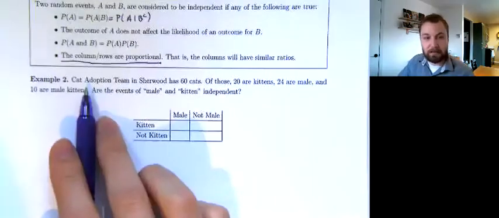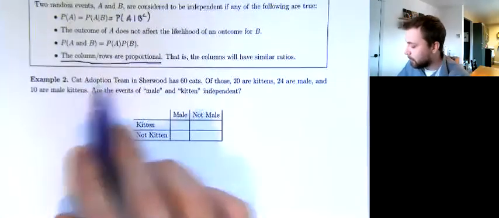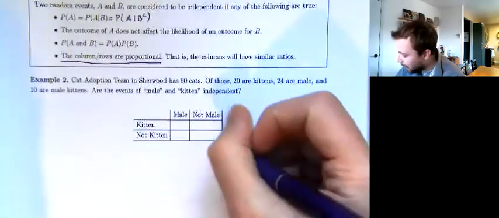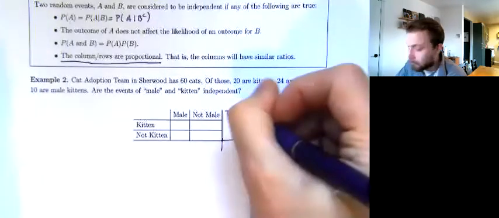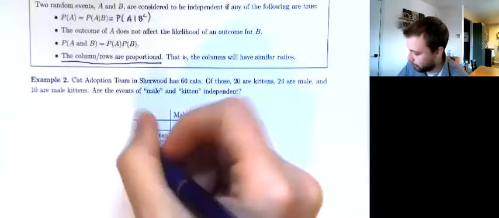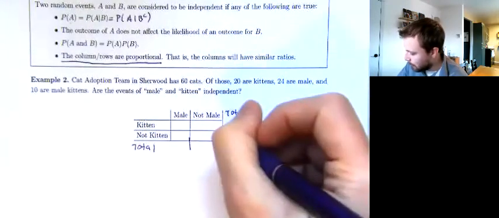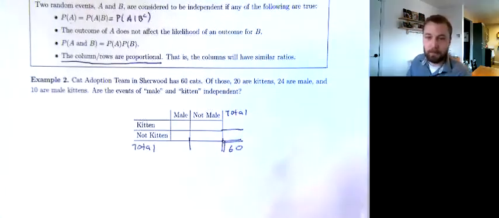So let's look at an example and determine if it's independent. Cat adoption team in Sherwood has 60 cats. So in total, I'm going to add totals to the outside of this two-way contingency table. And they're telling me it is out of 60, so I'm going to put that in the corner there.